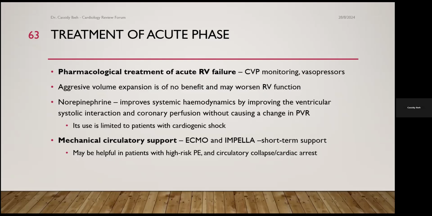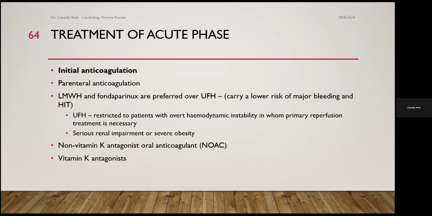Now, you also want to consider the use of mechanical circulatory support, like ECMO and Impella, okay, for short-term support. You know, this may actually be helpful in patients with high risk PE who may have circulatory collapse or cardiac arrest.